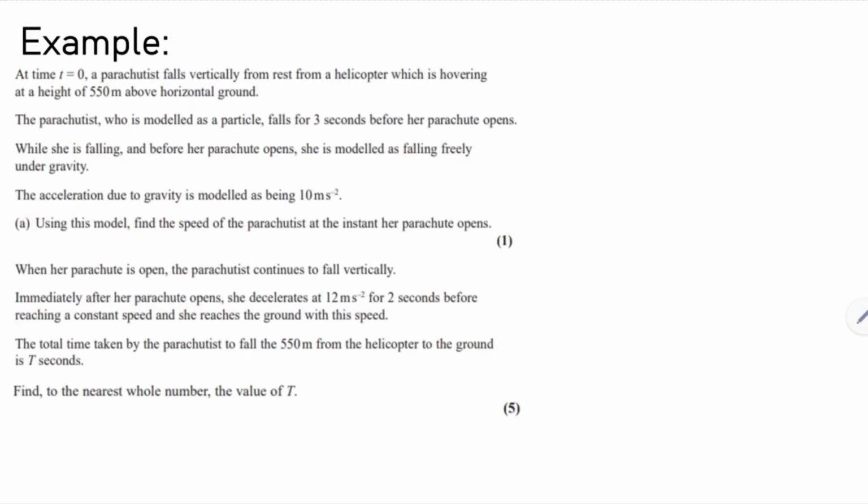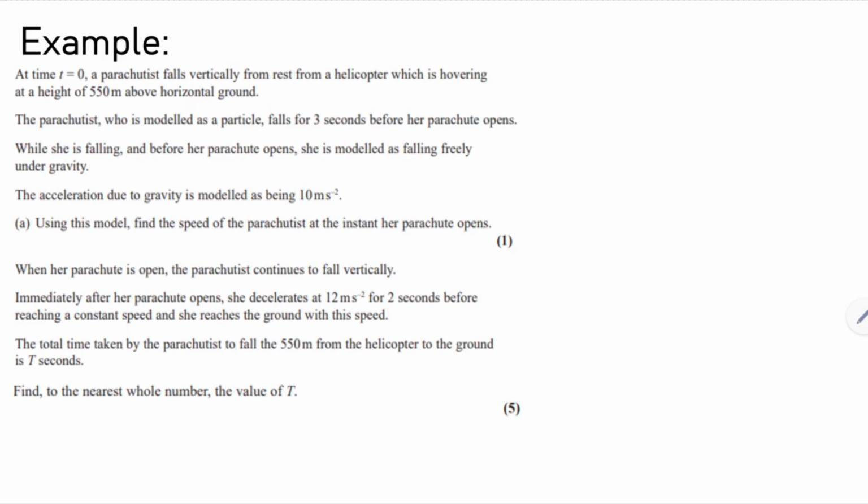So now we are going to be going over an example exam style question, which states that the parachutist, who is modelled as a particle, falls for 3 seconds before her parachute opens. The acceleration due to gravity is modelled as being 10 meters per second squared. Using this model, find the speed of the parachutist at the instant her parachute opens.